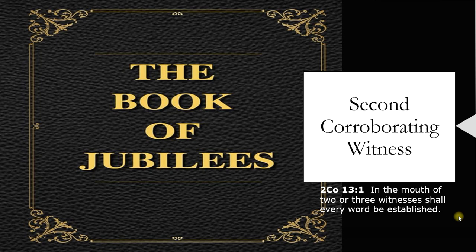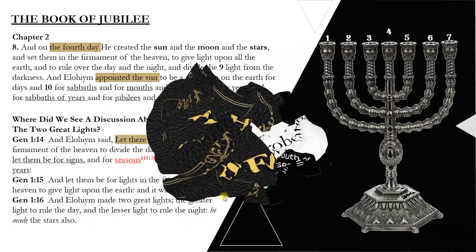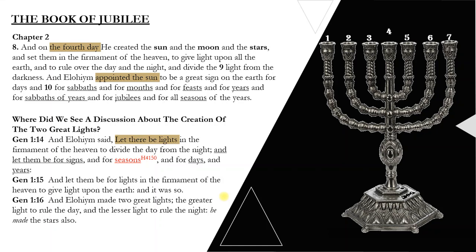Now we have the book of Jubilees, which is also going to be a second witness for us that Yahuwah determines the holy days by the sun, the moon, and the stars, which are written in Genesis chapter 1. The book of Jubilees is going to point it out also. Let's begin reading. We're in chapter 2. This is verse 8.